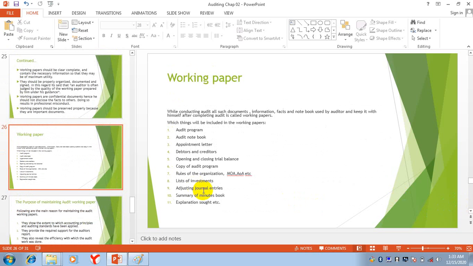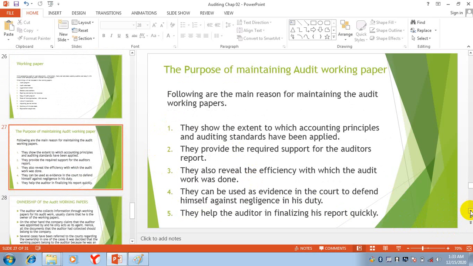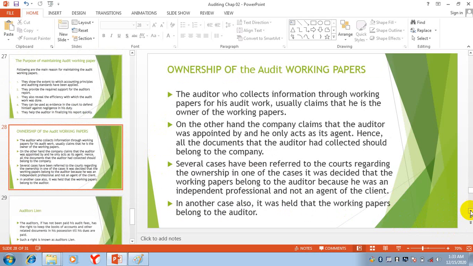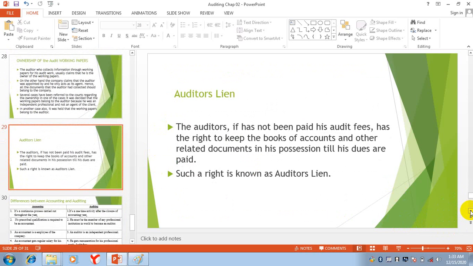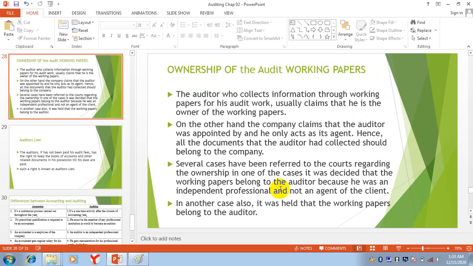Inshallah, in the next class we will go into detail on this working paper, and we will discuss the purpose of maintaining audit working papers and the ownership of the audit working paper.